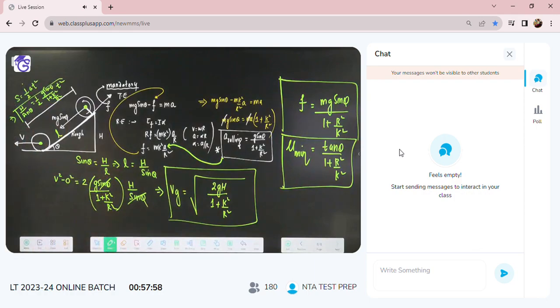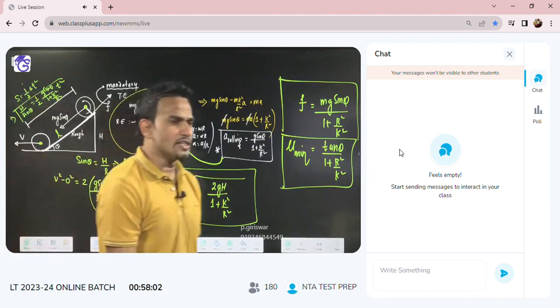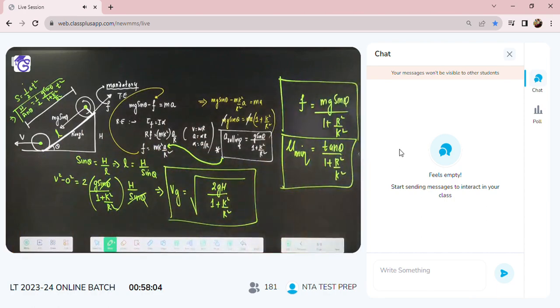Don't worry, don't feel it's tough, it's very easy. I have seen all the students doing all the questions asked from here because they remember the formula. If you see the derivation, it will become tougher. If you remember the formula, it will become easy.